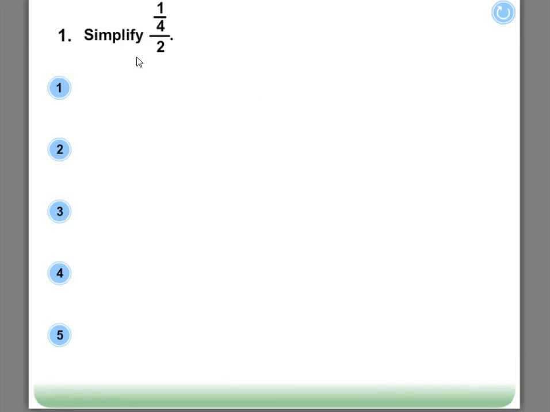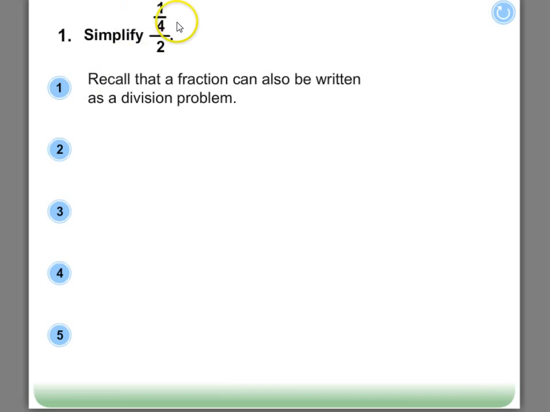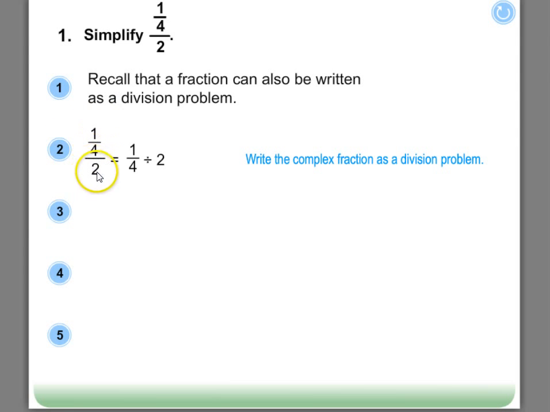This is really nothing new, it's just the way that it is written that makes it a little confusing. So here we have 1/4 over 2. Now one thing you need to remember is that whenever you see a fraction, it really means division. So this really means 1/4 over 2. We can actually rewrite it as 1/4 divided by 2. Please remember that the fraction bar is division. Now this doesn't look so scary, right? Because we all know how to divide fractions.